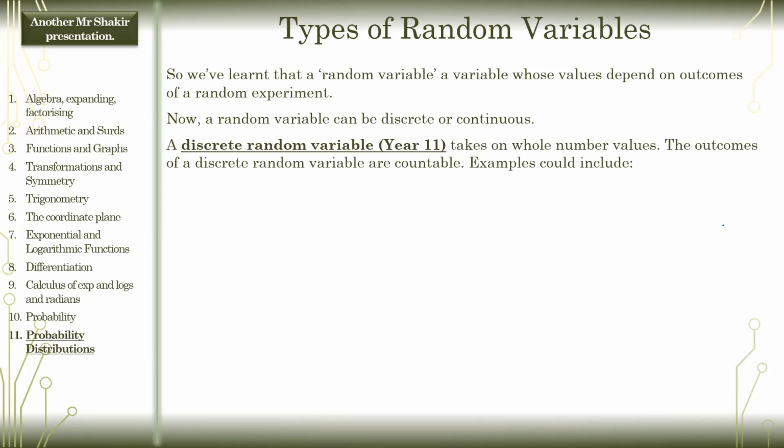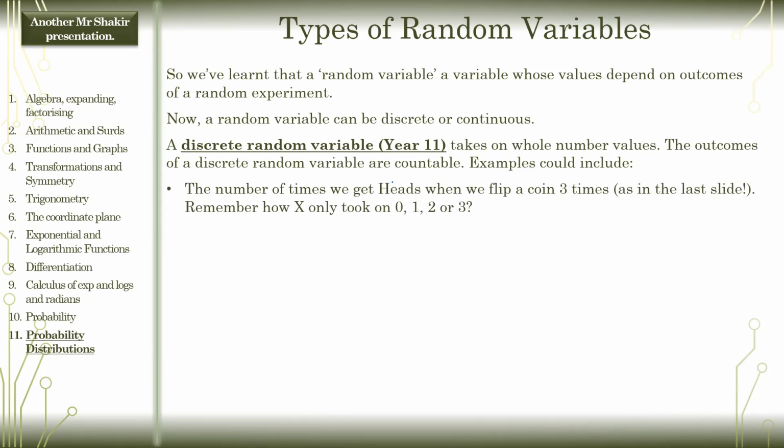What is a discrete random variable? A discrete random variable takes on whole number values, like the one we just did, right? The outcomes of discrete random variables are countable. 0 heads, 1 head, 2 heads, 3 heads. You can count them. So examples would be the number of times we get heads when we flip a coin 3 times.